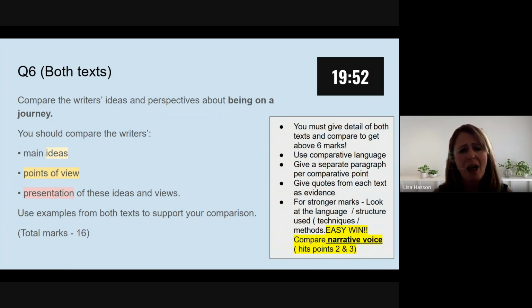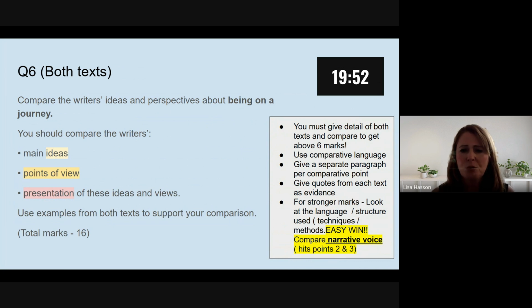So in order to help you to make sure you don't do that, plan on using comparative language. So plan on using words like both do this or one does this, whereas the other does that. If you plan on that comparative language, it will stop you from avoiding comparison, which actually will stop you from getting above 6 marks. So as an examiner, I would be skimming through, looking for that comparative language in order to be able to access the higher mark boundaries.